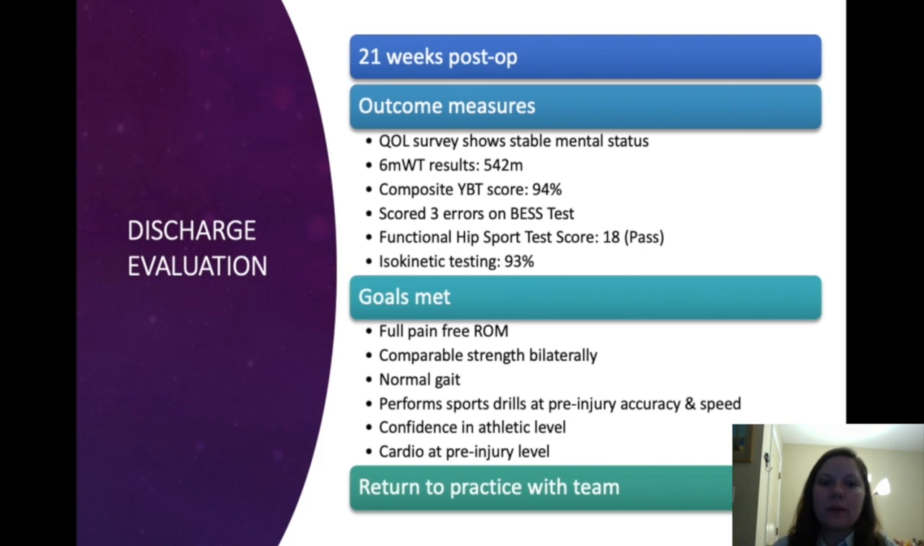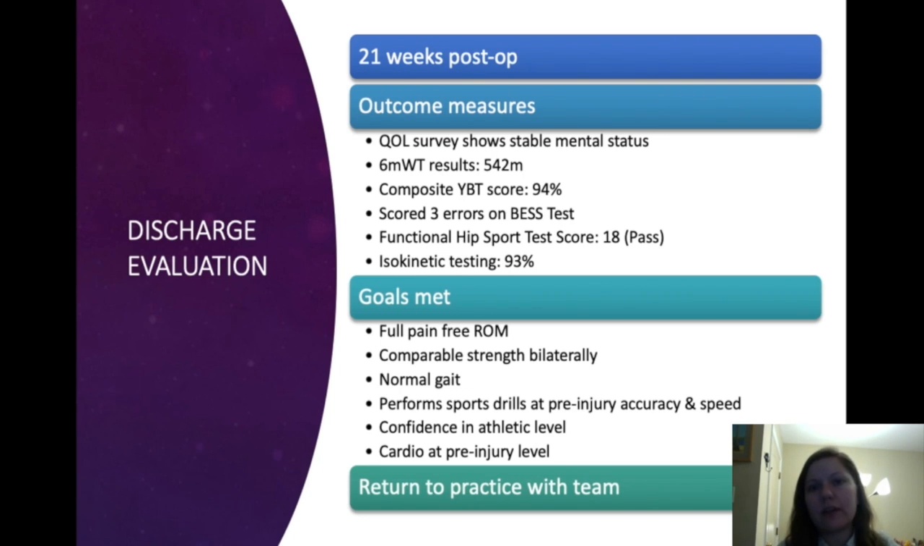And so the goals that we met are full range of motion, pain-free, comparable strength, gait is normal, perform sports drills at pre-injury accuracy and speed. Her confidence level is great, and then she's cardiovascularly ready to perform as well.